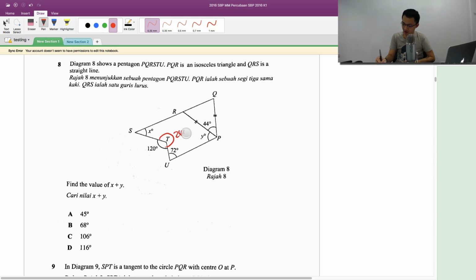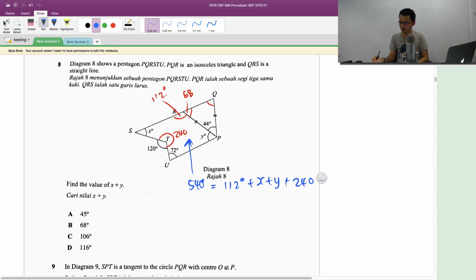This is 240, and then this one is just 180 minus 44 divided by 2. I guess you should know how to do this one, 68. So on the other side, this one should be 112, if I'm not mistaken. Since it's a pentagon, I know the total interior angle should be 540. So I use 540 minus the rest to get x plus y. So 540 equals 112 plus x plus y plus 240 plus 72.